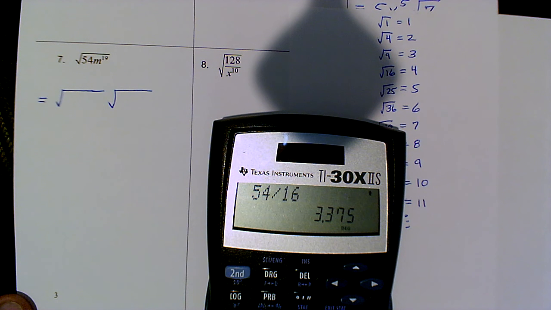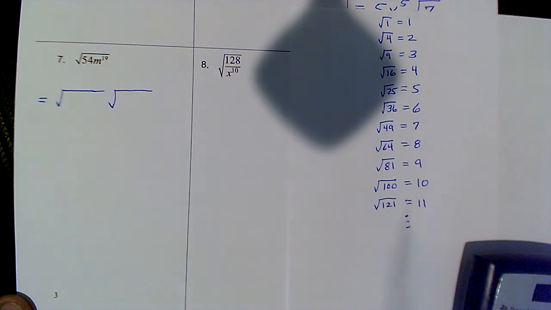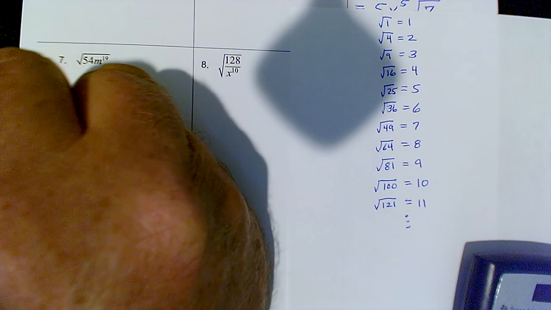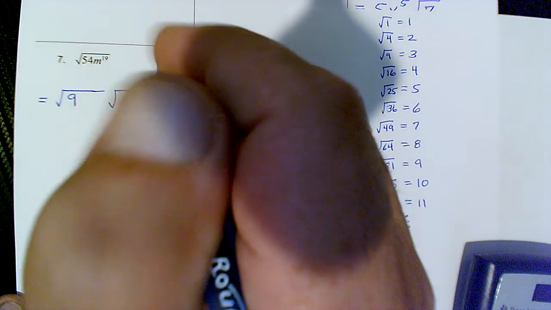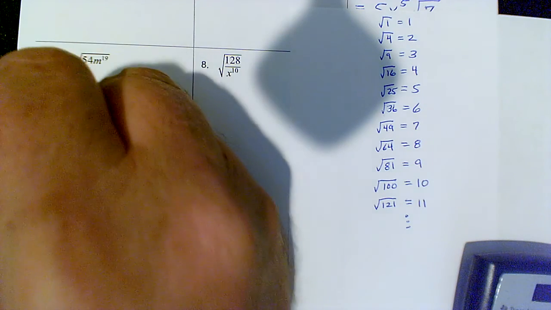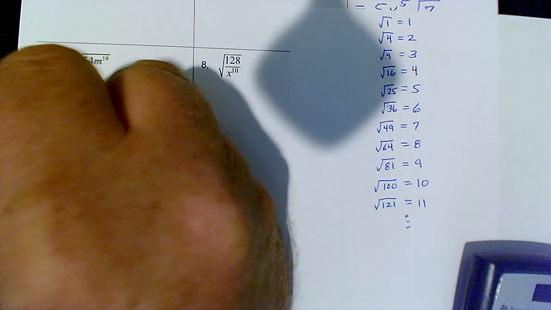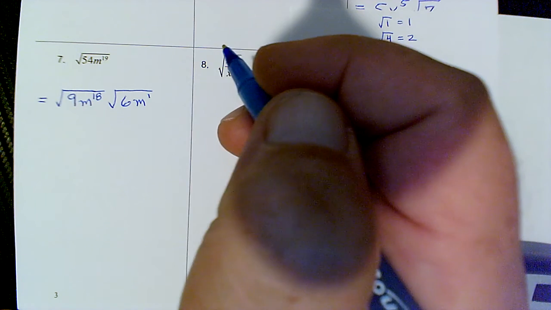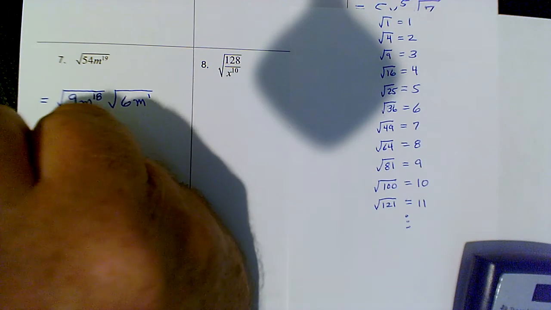And now here's a variable with an odd power. So we take out all the even ones, which is 1 less, or 18 of them, and put that under the first radical, and then m to the first under the second radical, the leftovers. And then skipping a step, if you want, you could break this down into the square root of 9 times the square root of m to the 18th, but the square root of 9 is 3, square root of m to the 18th, divide the exponent by 2, get m to the 9th, and the square root of 6m is left over. And again, no need to write the exponent of 1.